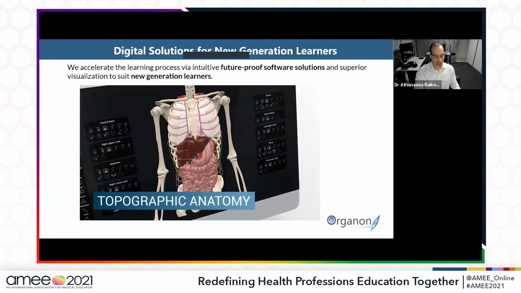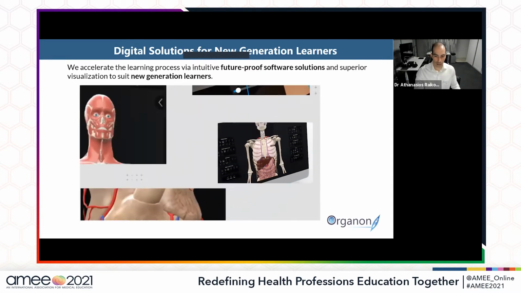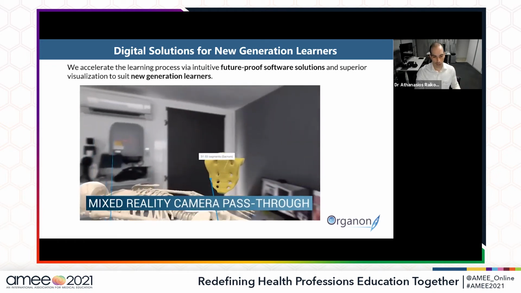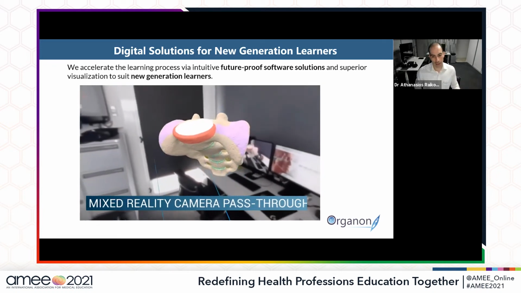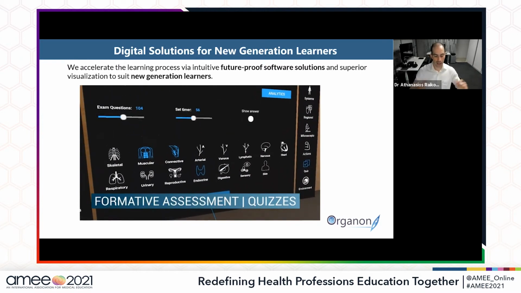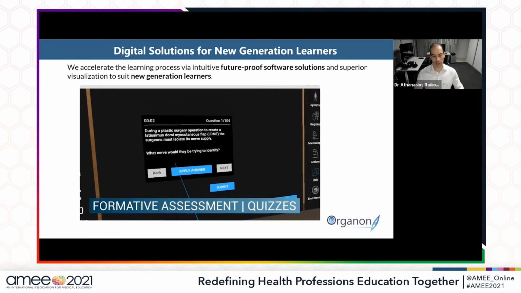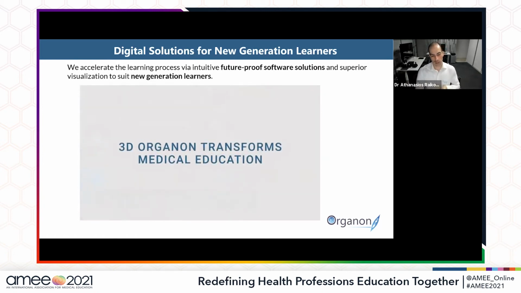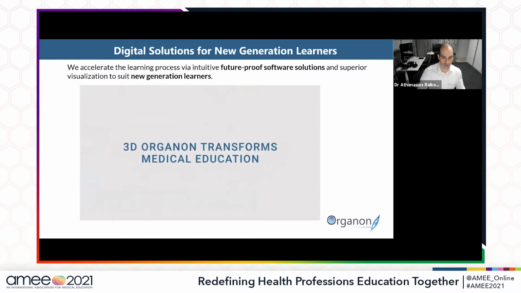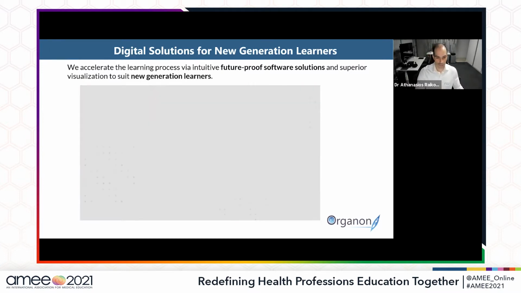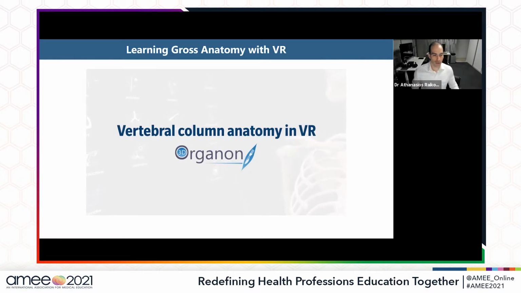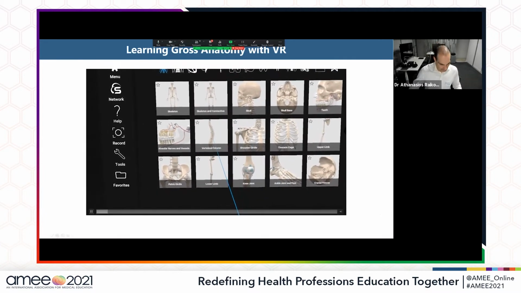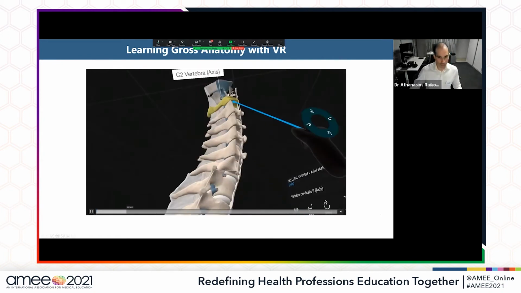That's a topographic anatomy mode on a tablet or on a PC computer. This is virtual reality, and we are the only ones that have a pass-through camera where you can see your students, and then you have the virtual reality superimposed onto the real environment. We support the best standalone VR headsets such as Oculus Quest and Focus 3. That's an example of how to use the 3D Organon in VR. Let me run this quickly a little bit to show you a couple of things.